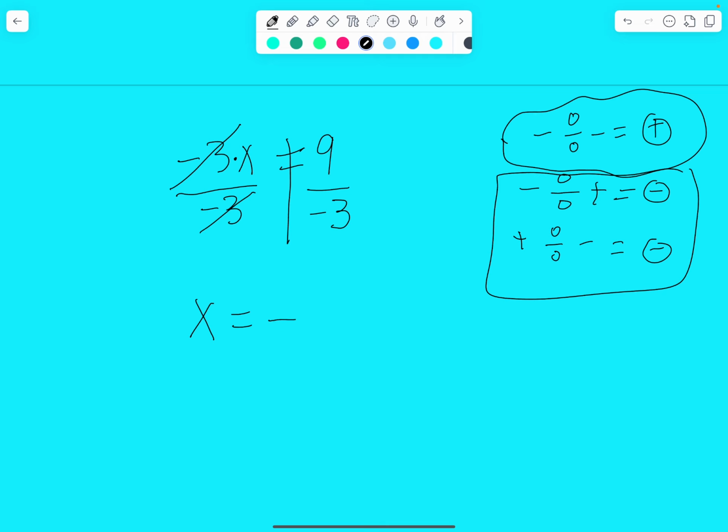Well, I know it's the same thing as regular division without the signs. 9 divided by 3 is 3, because 3 times 3 is 9, right? So positive divided by a negative is a negative. That's where that came from. And then 9 divided by 3 is 3. X is equal to negative 3. All right?